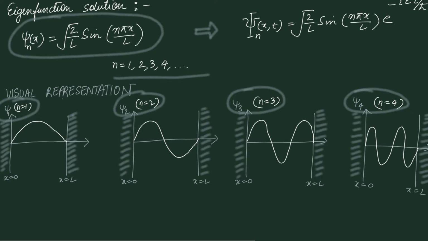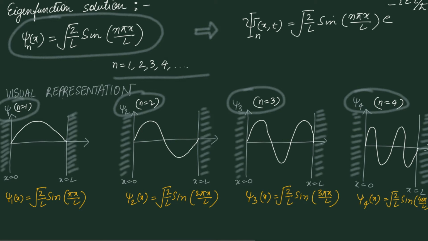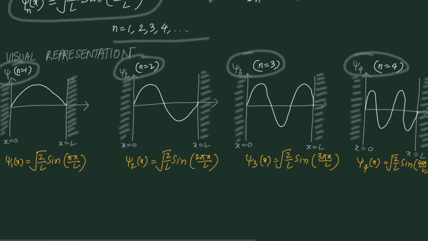If you write it mathematically, psi 1 of x is simply equal to square root of 2 upon L sine pi x upon L. Similarly, psi 2 of x is square root of 2 upon L sine of twice pi x upon L, and so on and so on. So these are the wave functions, the first four of the infinite possible wave functions for this particular problem.